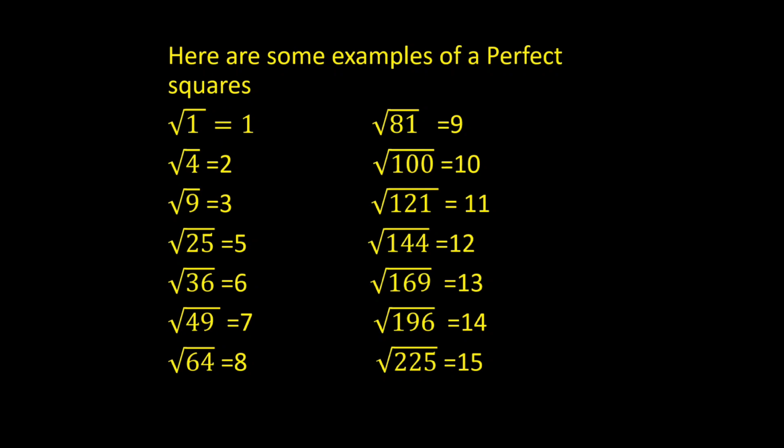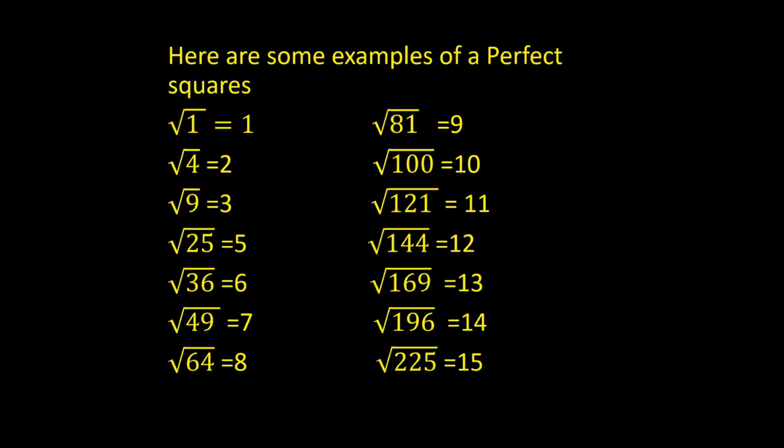The square root of 121 is 11. The square root of 144 is 12. The square root of 169 is 13. The square root of 196 is equal to 14. And the square root of 225 is equal to 15. And we have higher perfect squares than 225.